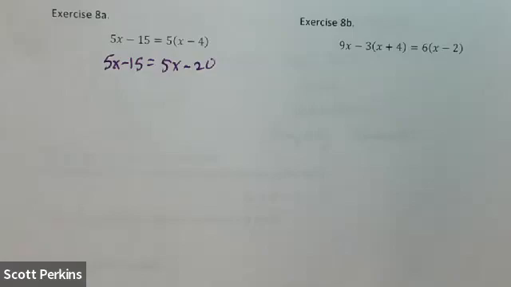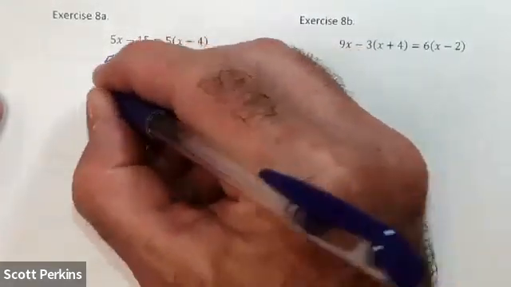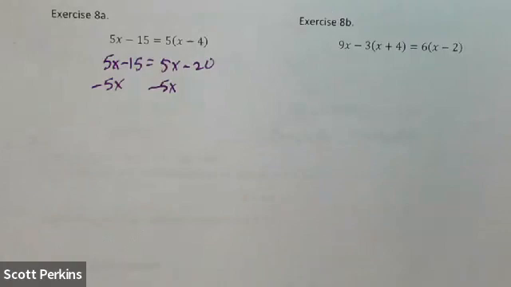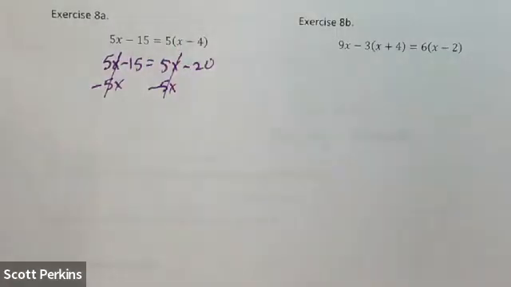I'm going to put my x's on the left, my numbers on the right, like we've done 36 times already. So I'm going to subtract 5x to get all my x's on the left. And here's where I notice something interesting happens. When I go to put all of my x's on the left, what happens to the x's on both the left and the right? They cancel out. There's no more variables left.